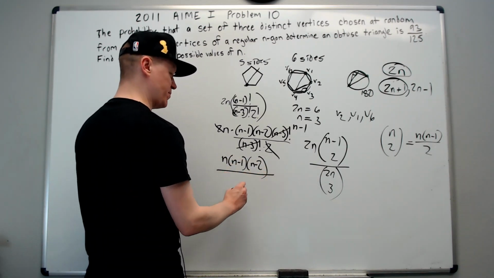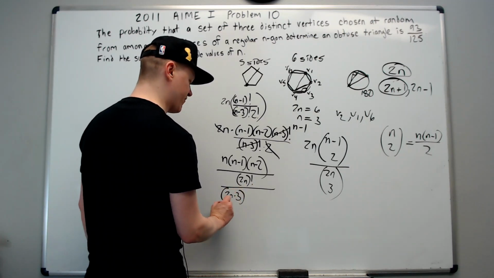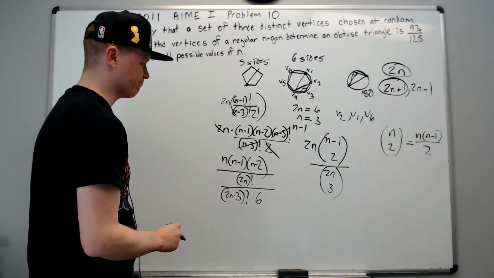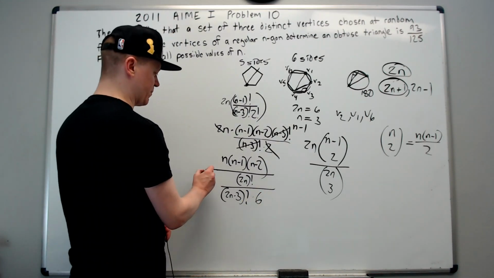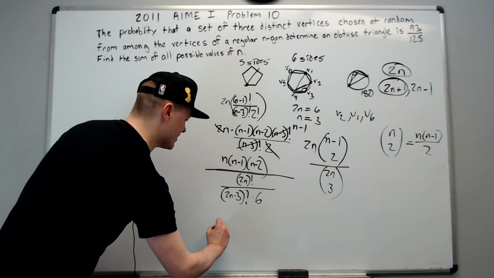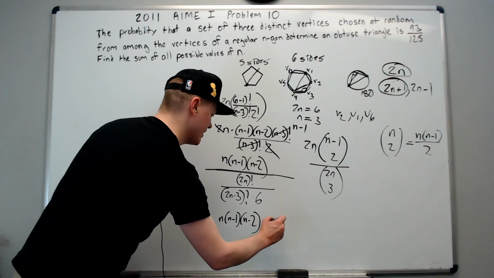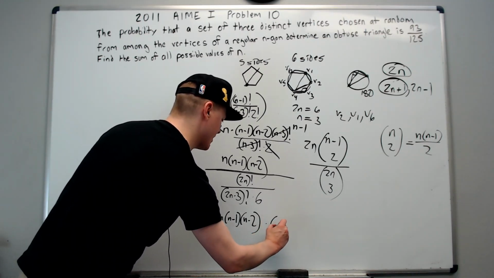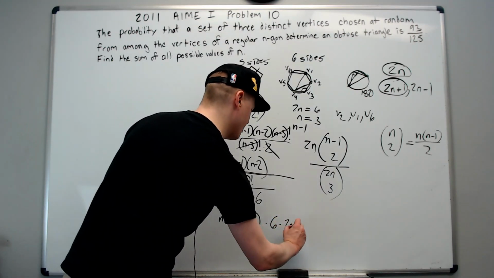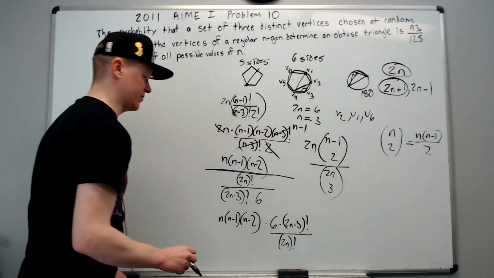And this is going to be 2n factorial over (2n minus 3) factorial, this minus this, times 3 factorial, which is just 6. Okay, so this is the big fraction line. We're going to take this and flip it and multiply. So that's going to give us n times (n minus 1) times (n minus 2) times 6 times (2n minus 3) factorial over 2n factorial.